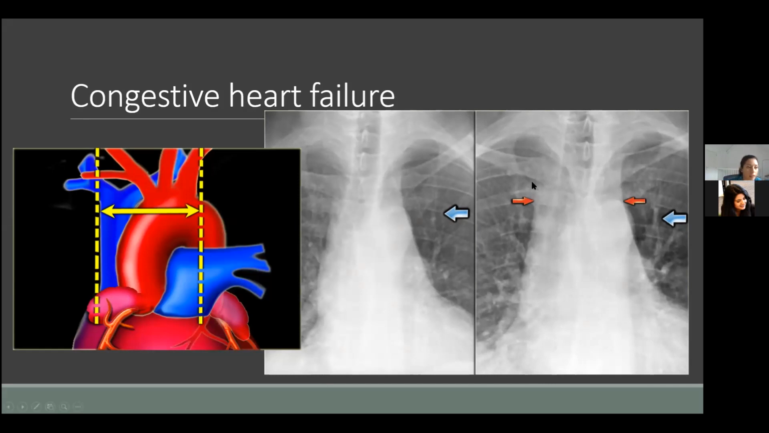In this picture, the red arrow depicts the vascular pedicle. See that it's a bit enlarged compared to the normal chest X-ray in the same patient. And the blue arrow depicts the redistribution side. You see distension of the vessels in the upper zones. If you compare those with the normal chest X-ray, you should notice that there is enlargement of these vessels. There are more vessels as well.